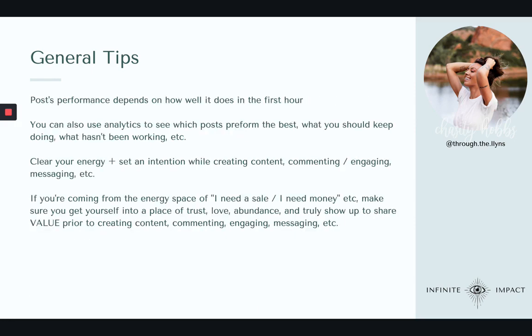So your post performance depends on how well it does in the first hour, which is why it's really important to post when most people are on the app, because if you post and then a bunch of people interact with it, the algorithm's going to say, hey, this is a great photo, I'm gonna show more people. Whereas if you post it where nobody's really online and it does really bad in the first hour, then Instagram's not really going to keep promoting your post.